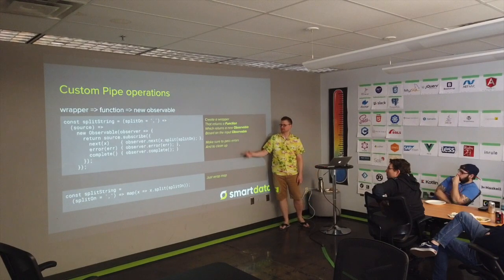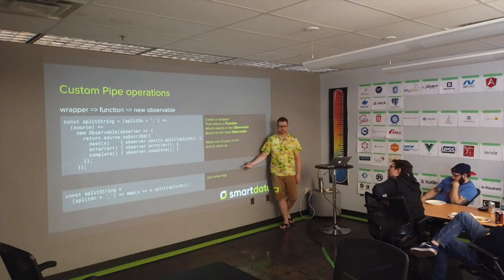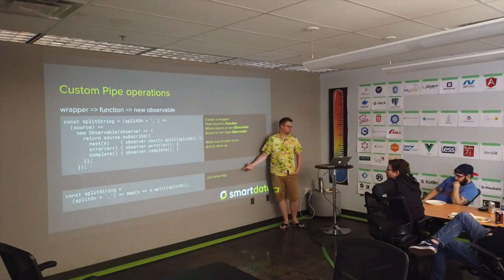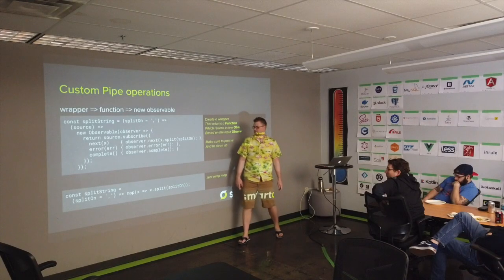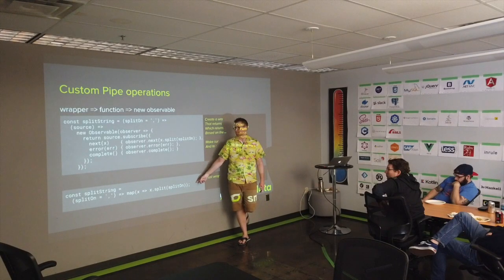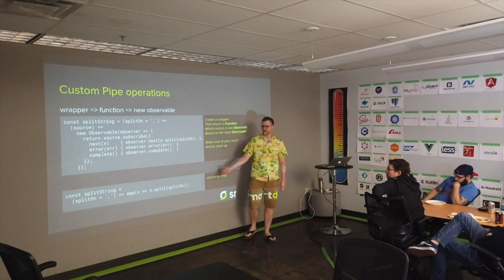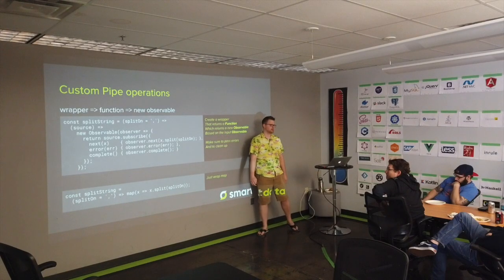If that's too much, you can also just use the existing Rx operators and just wrap those. So here, the second one does the same thing. I create a split string, which just returns map for a split string. And that does the same thing as the big one at the top.